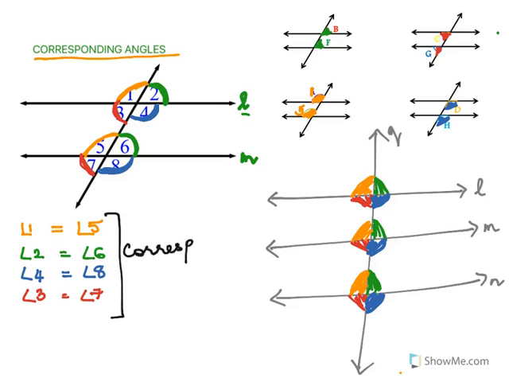We'll learn 2 more kinds of angles, but now you should know how to identify corresponding angles. And remember, the corresponding angles are equal only when lines are parallel. If the lines are not parallel, the corresponding angles are not equal.